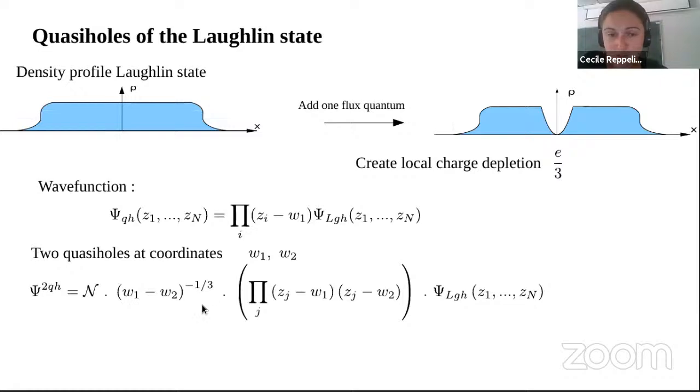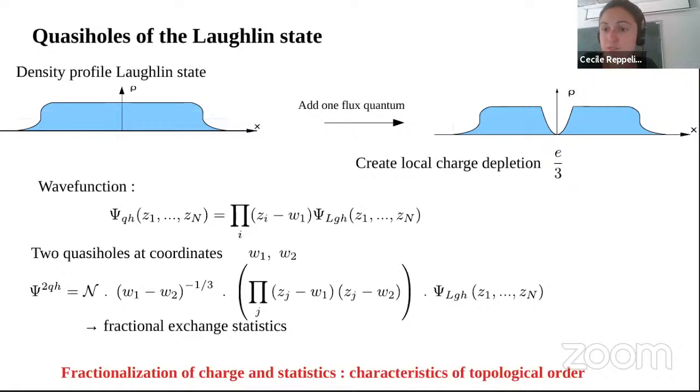And with the rest of the wave function, what you see appearing here is that if you change the position of the two quasi-holes, w1 and w2, you're going to have a non-trivial phase appear. So this corresponds to the fractional statistics of the Laughlin quasi-hole. And those two things, fractionalization of charge and fractionalization of the statistics of the charged excitations, are characteristics of topological order, and they actually define the topological order associated with the Laughlin state.